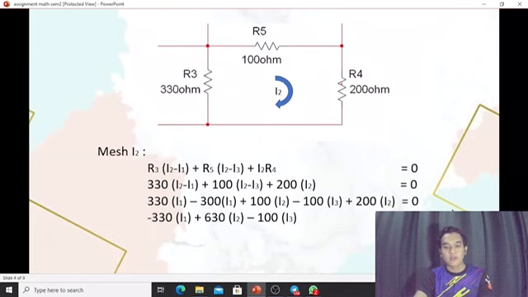After that, we have to finish circuit I2. Same as circuit I1, we have to know the direction of the electric current. So the problem will be solved. In mesh I2, we will get the answer negative 330 I1 plus 630 I2 minus 100 I3 equals 0.